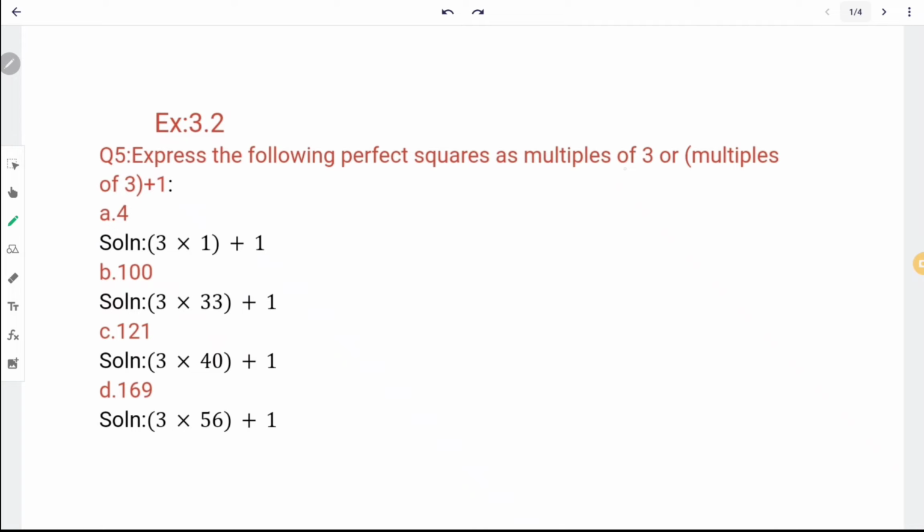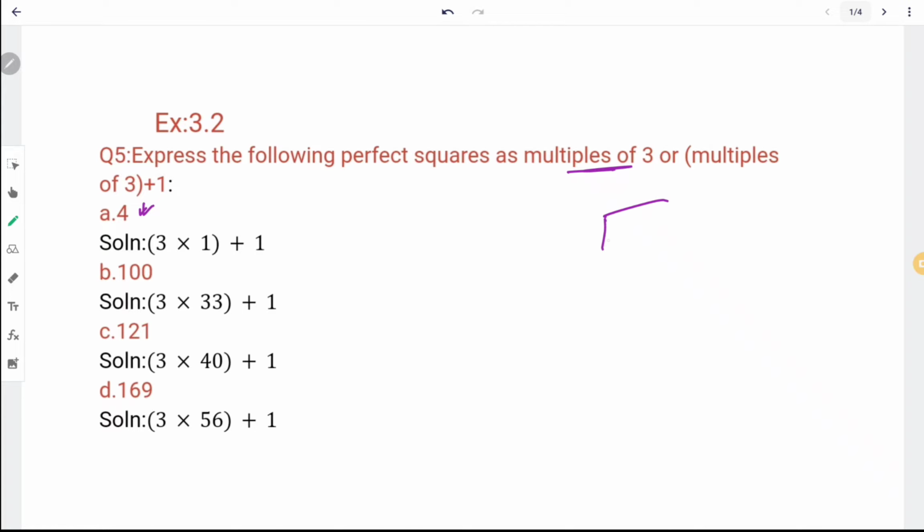Okay, we'll be starting a new exercise 3.2. I've already explained during our offline classes. Express the following perfect squares as multiples of 3 or multiples of 3 plus 1. Let us have a look at the first one. Remember, everything has to be with 3.